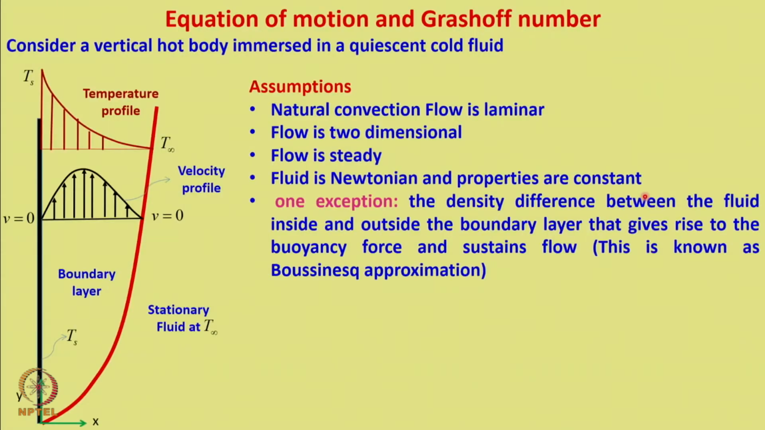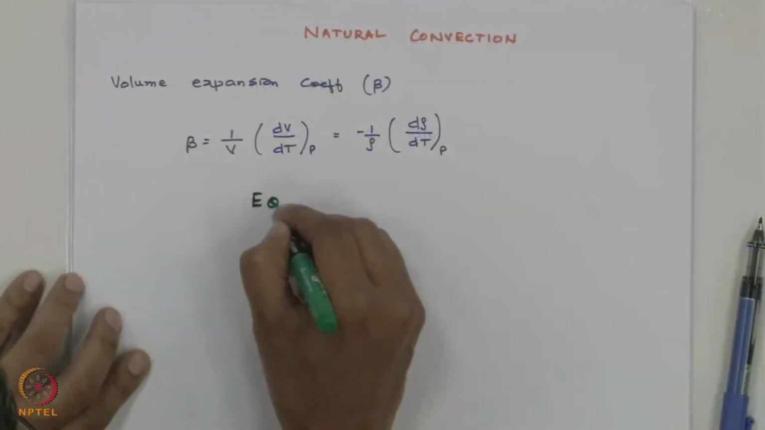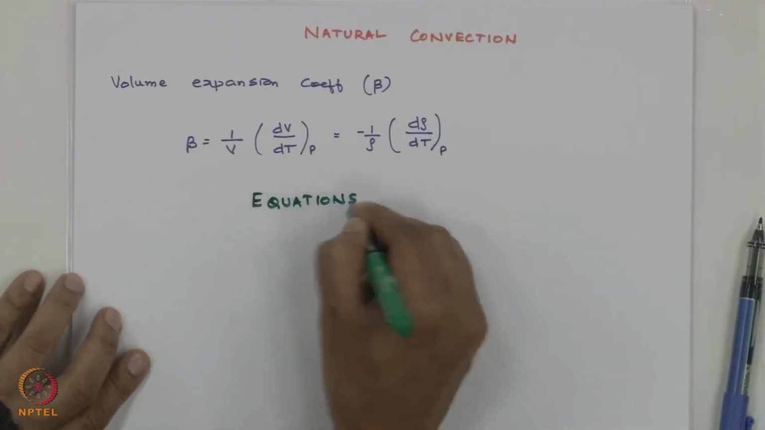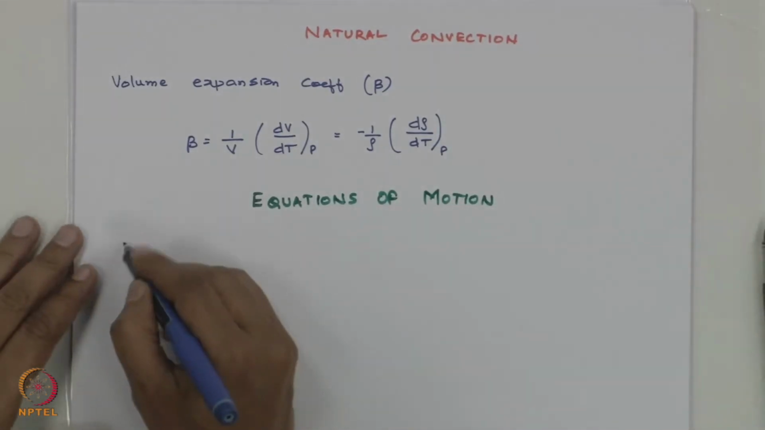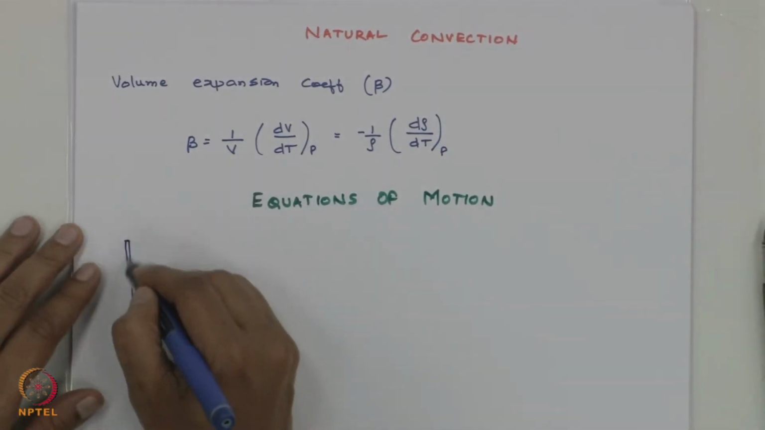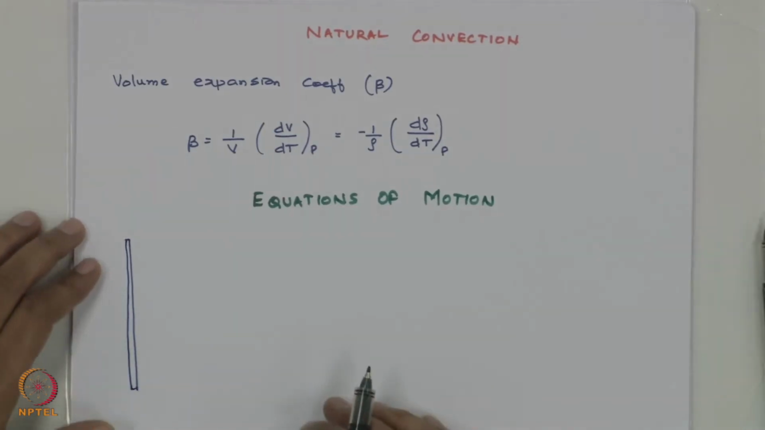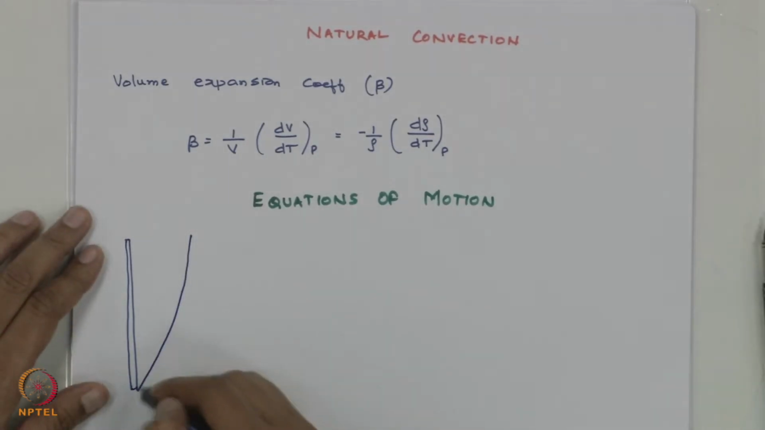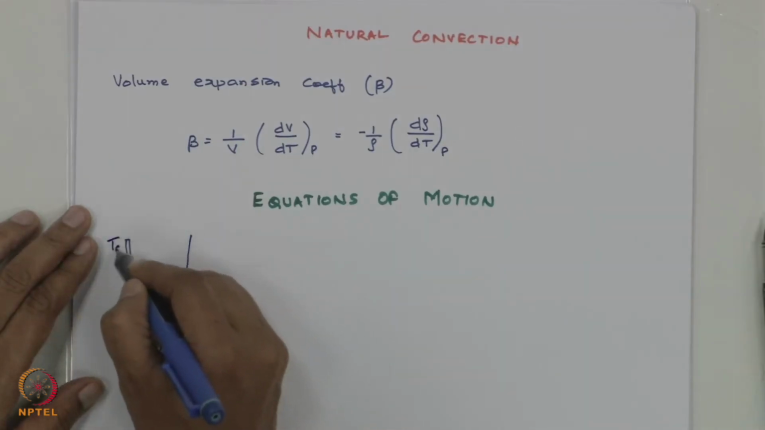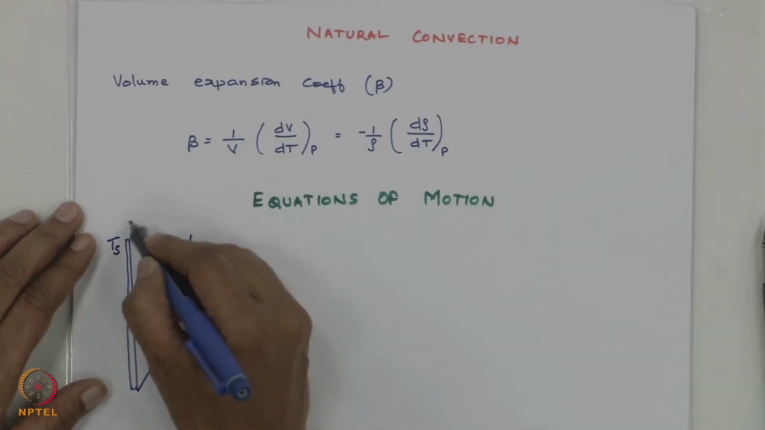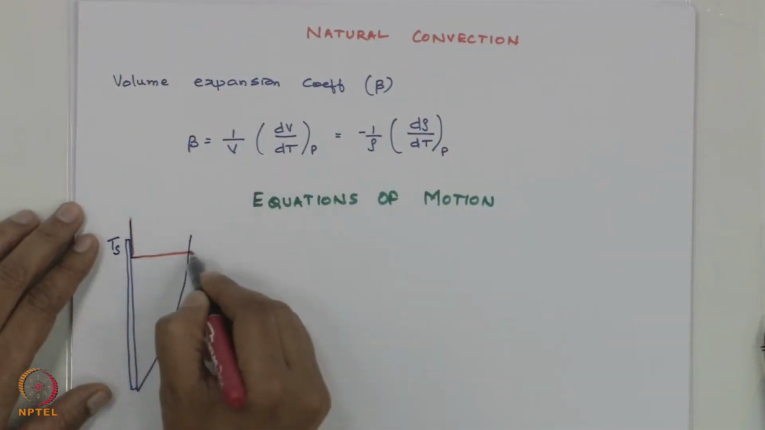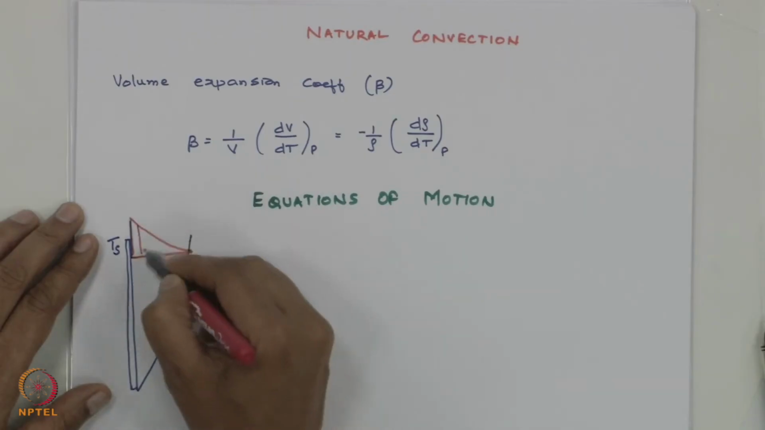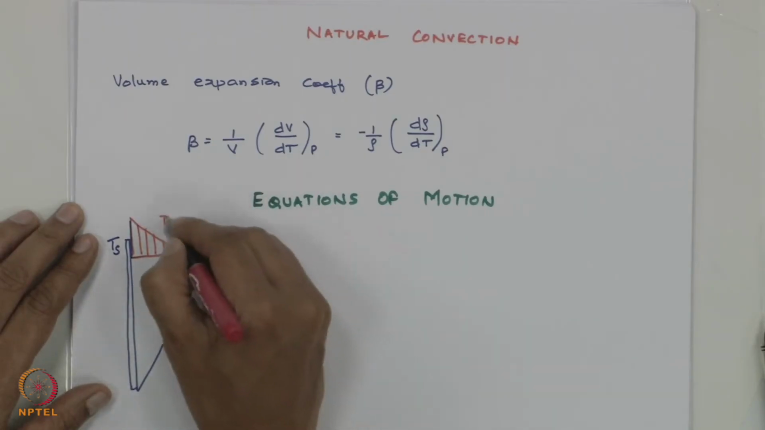So now let us take up the equations of motion for natural convection over a flat plate, which is a vertical plate. If I consider this as a vertical plate, this would be my boundary layer, and this is maintained at a constant temperature Ts, and the temperature distribution, if I were to plot, would be something like this. This is the temperature profile.